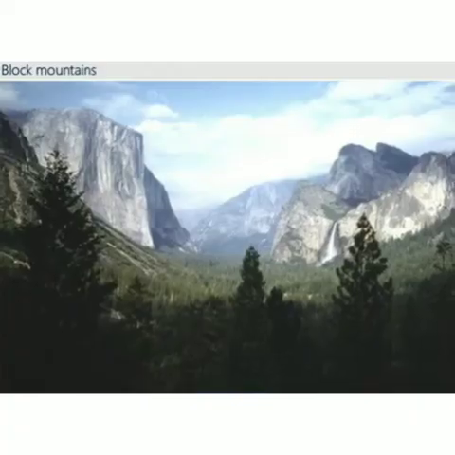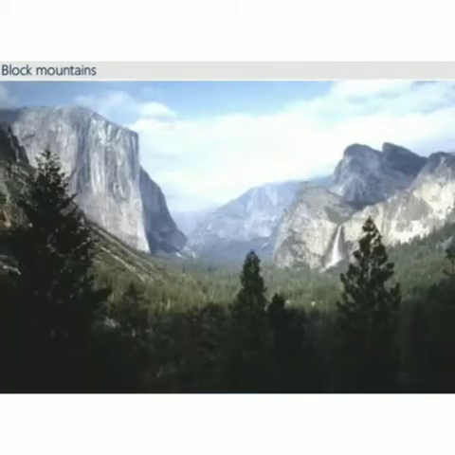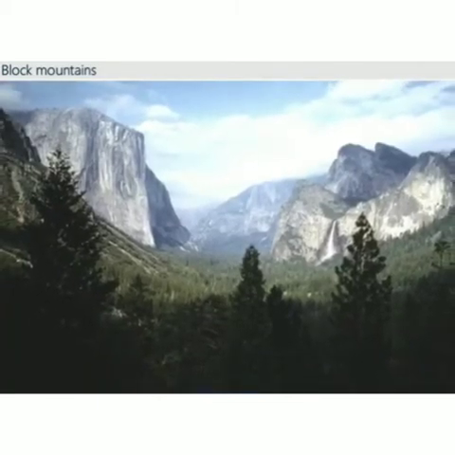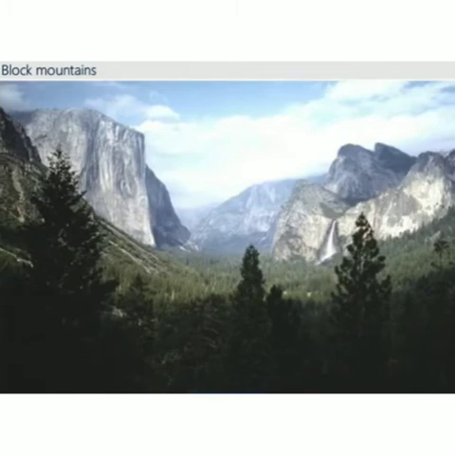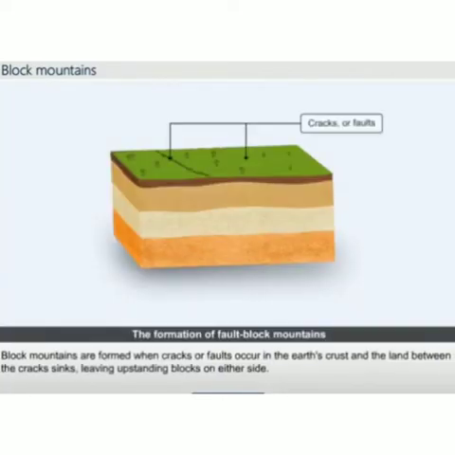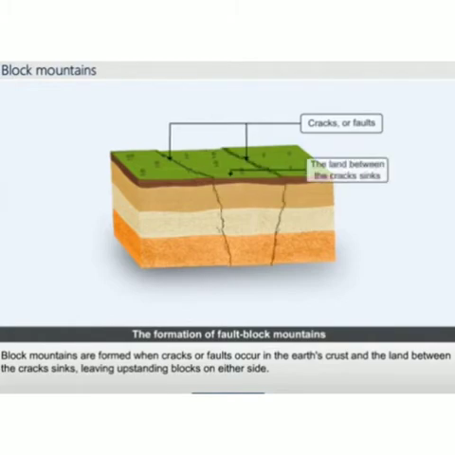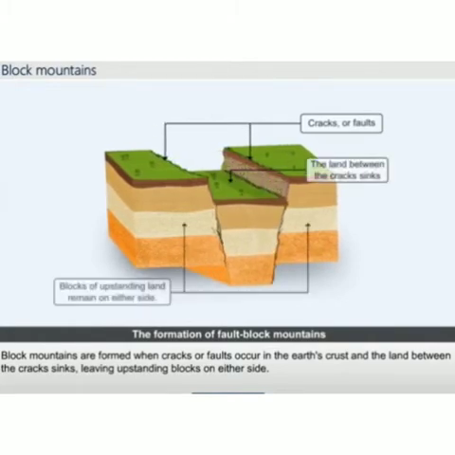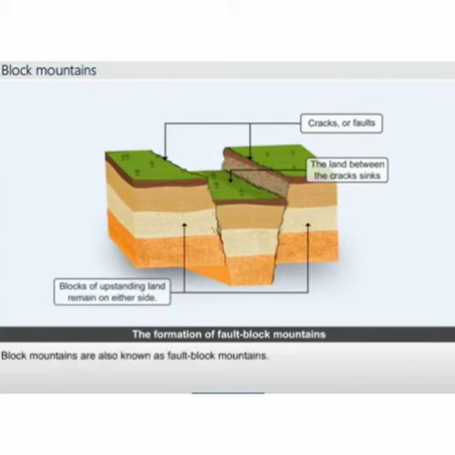Well students, with the help of a diagram of a block mountain, we can also represent the different relief features of our Earth. Let us discuss how block mountains are formed. Block mountains are formed when cracks or faults occur in the Earth's crust and the land between the cracks sinks, leaving upstanding blocks on either side. Block mountains are also known as fault block mountains.